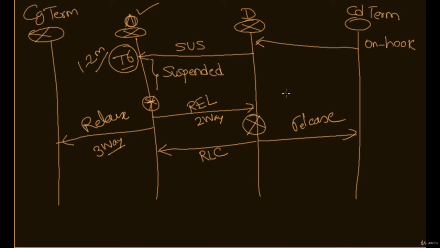In case of ISDN, something similar happens, but not exactly similar, because for ISDN it is a user initiated suspend. When user initiated suspend is there, this means that both the calling party and the called party can initiate this suspend procedure. So their corresponding exchanges become the controller for the suspend.